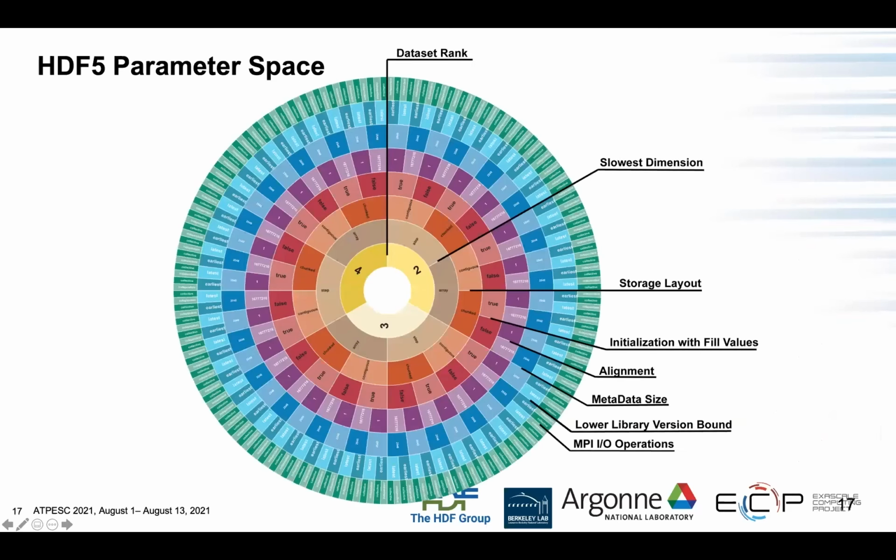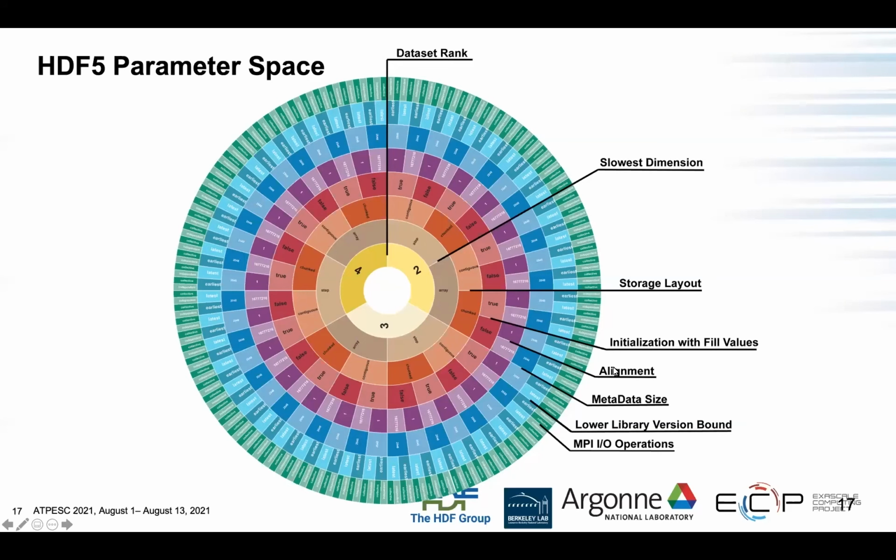So let's look at the HDF5 parameter space that we chose. We start with the data set rank and slowest dimension, and I'll discuss what that means in the next couple of slides. Then you have an option of doing storage layout. You can do contiguous or chunked, and you can initialize your fill values. What that means is, when you create a data set, if it has no data, it has to somehow determine what to put in that data set. So do you have a default fill value, or do you just leave it blank?